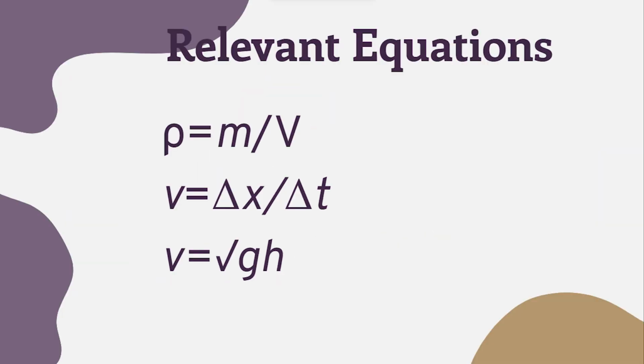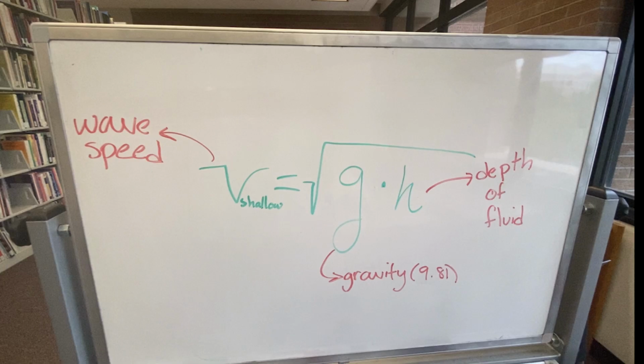We use the speed equation to measure the speed of the waves. Along with this, we use the density equation to figure out the density of the liquids that we use. Finally, we use the shallow wave speed equation to find out what our expected values would be. Here is the wave speed equation in shallow liquids. It states that wave speed will be the square root of gravity multiplied by the depth of the liquid.